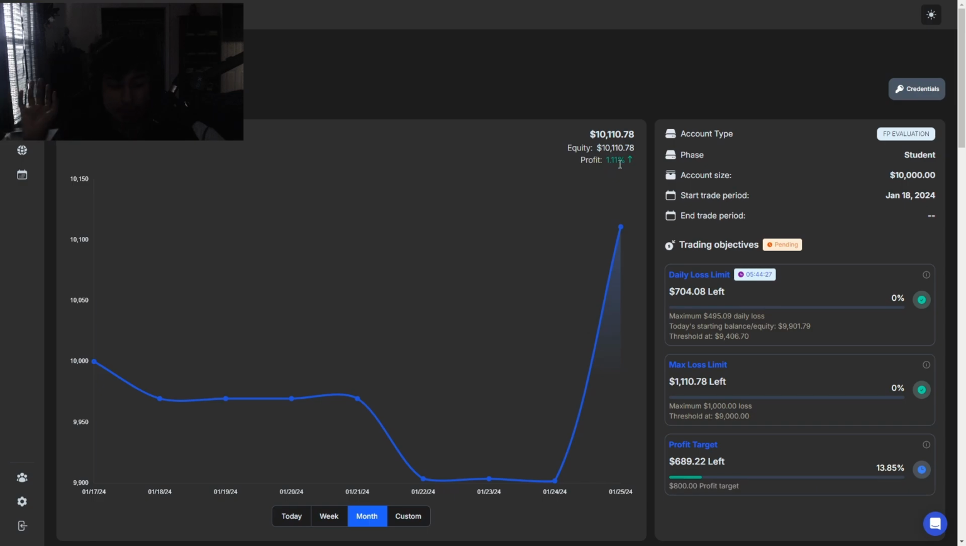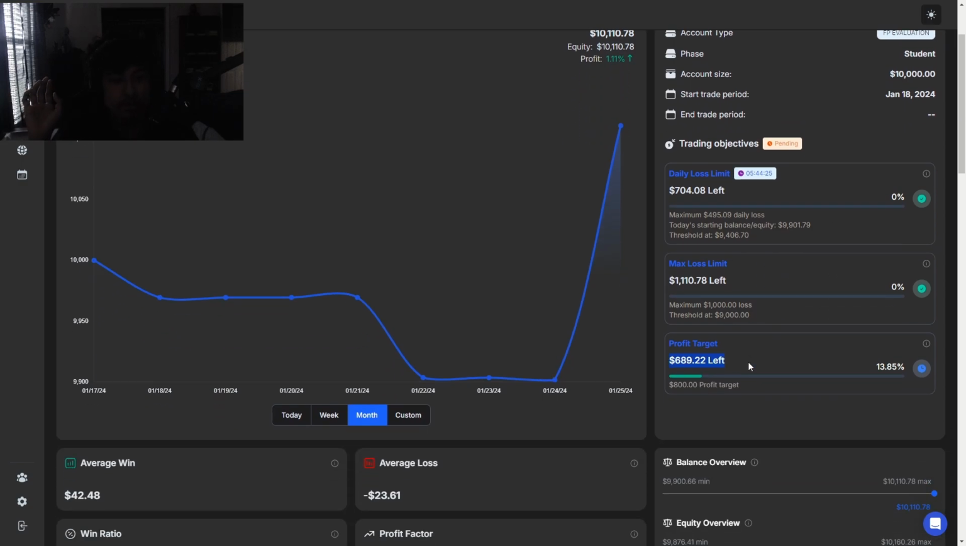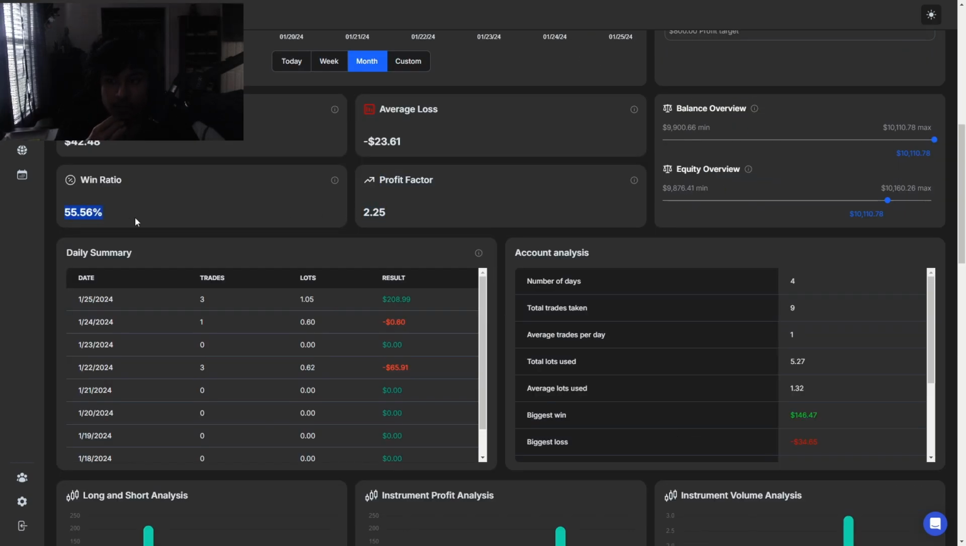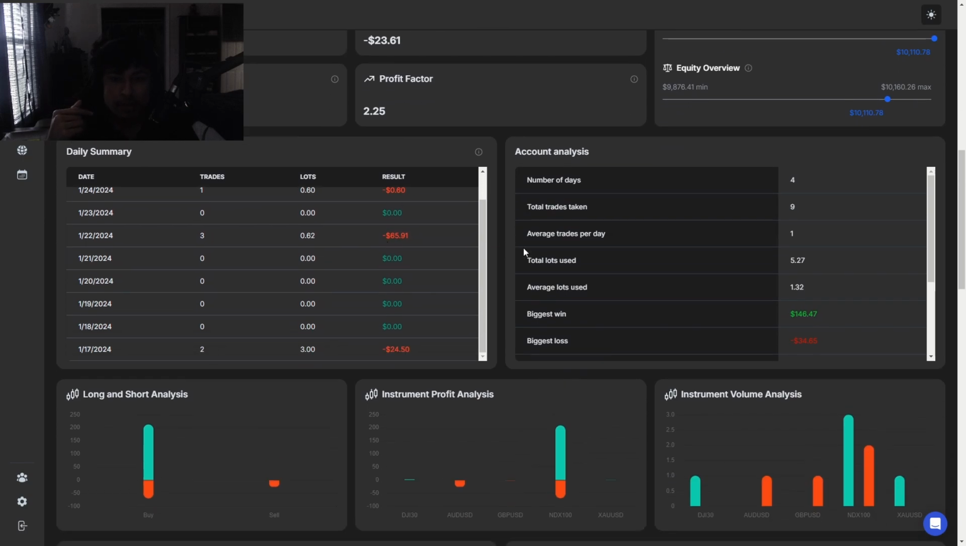Profit from the challenge, $600. That's it. Basically $700 with the commissions and spreads. So the profit factor is pretty good. The win rate is half, basically, because I average one trade per day. Now I want to keep it like that.